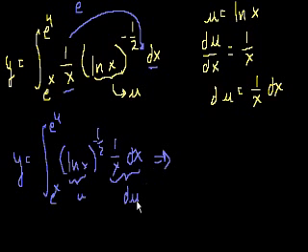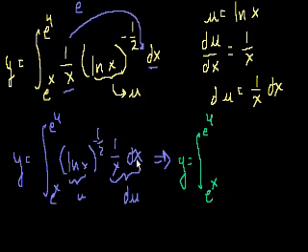So this integral can be rewritten now in green as y is equal to the integral from e to the x to e to the fourth of u to the minus 1/2 du. And now this should be a pretty straightforward integral for you. You essentially take the inverse of the derivative.